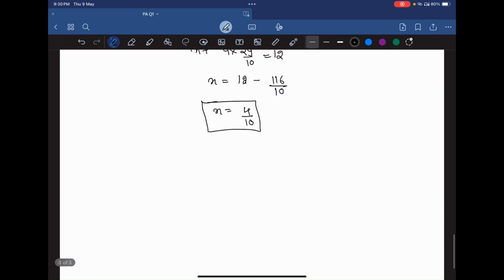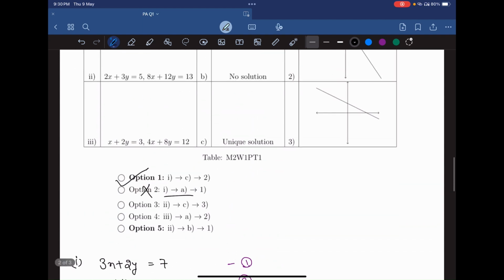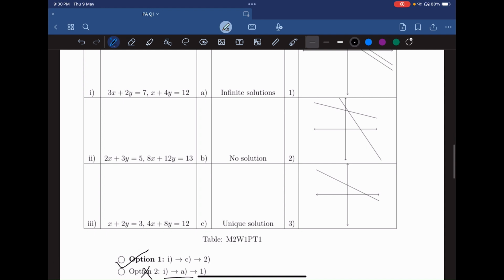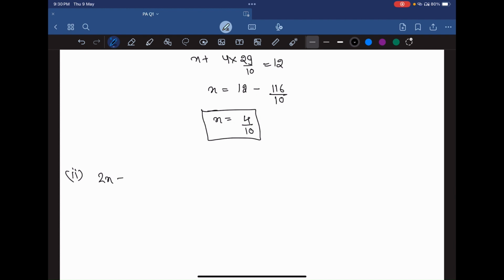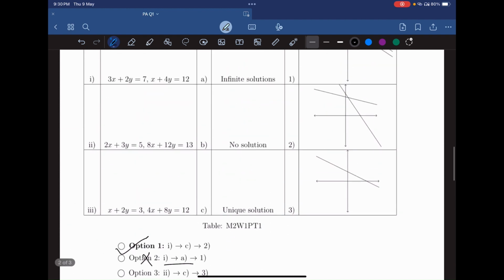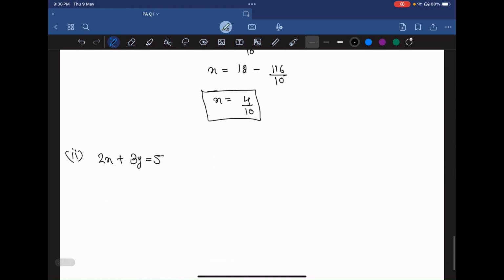So now let's look at the second pair. For the second pair, we have 2x plus 3y equal to 5, and we have 8x plus 12y is equal to 13. Now again, name these as equation 4 and equation 5.